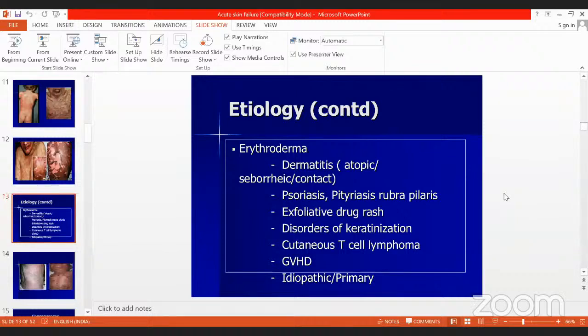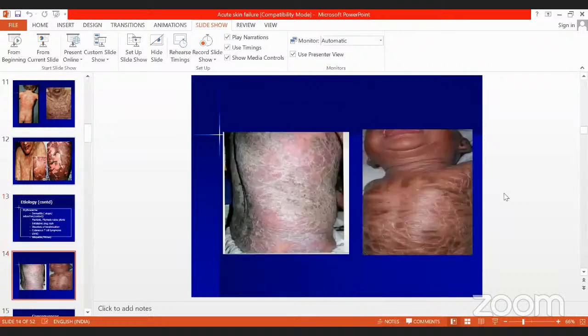So in this, the skin is not actually lost, but there is inflammation of the skin, and that inflammation compromises the mechanical barrier which we talked about before. So because of the inflammation, there is loss of barrier function. So in the first group of conditions, immunobullous, the skin is actually lost. Here, the skin is not lost, but because it is inflamed, there is loss of barrier function. So this is the second group of disorders where acute skin failure can happen.